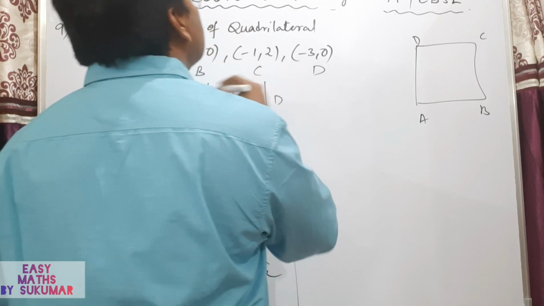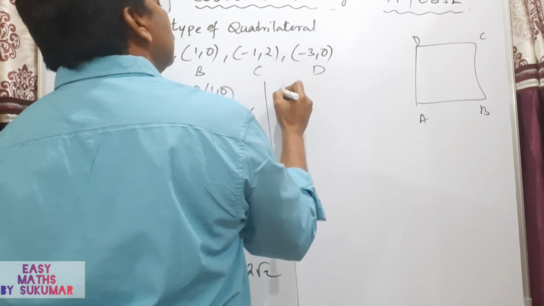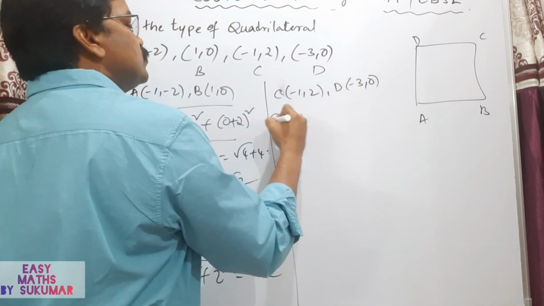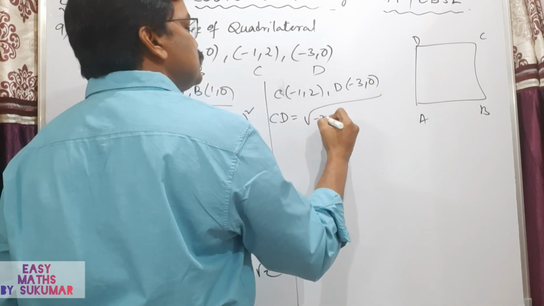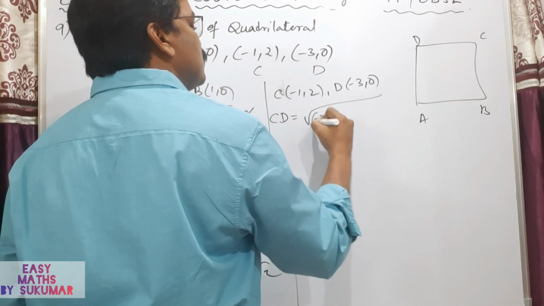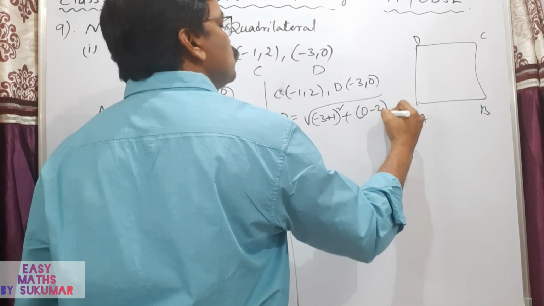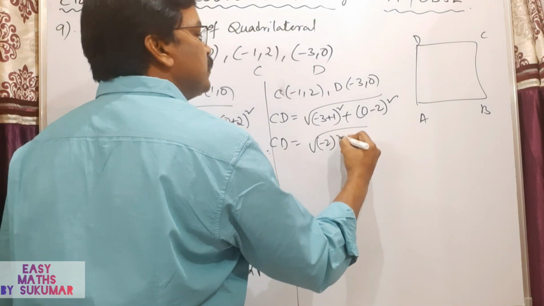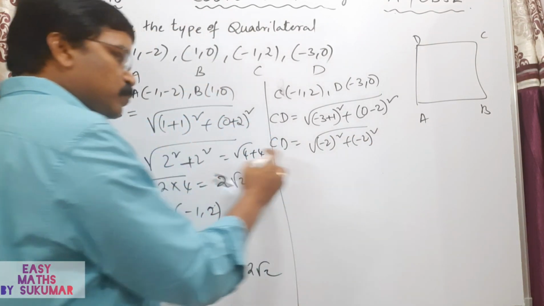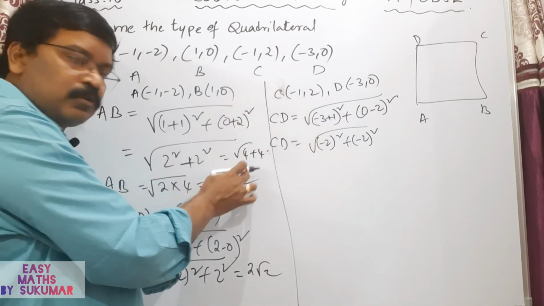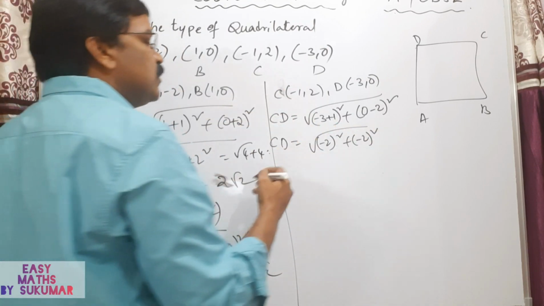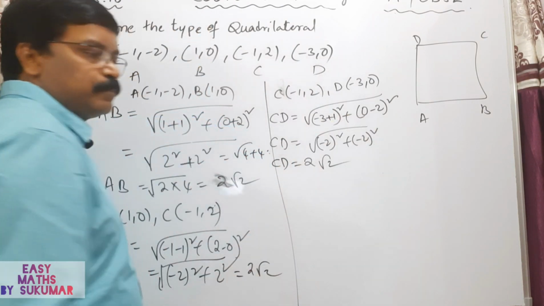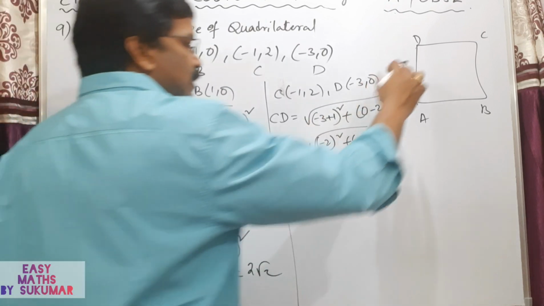Next one is CD. C is (-1, 2). D is (-3, 0). So CD is equal to square root of (-3 minus of minus, this is plus 1) whole square plus (0 minus 2) whole square. So this CD is equal to root of (-2) whole square plus (-2) whole square. That means 4 plus 4 again. -2 whole square is 4. Here -2 whole square is also 4. That means 4 plus 4 is root 8. That is, this CD is also equal to 2 times root 2. CD is also over.